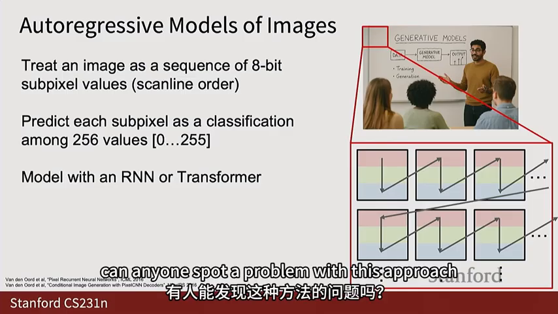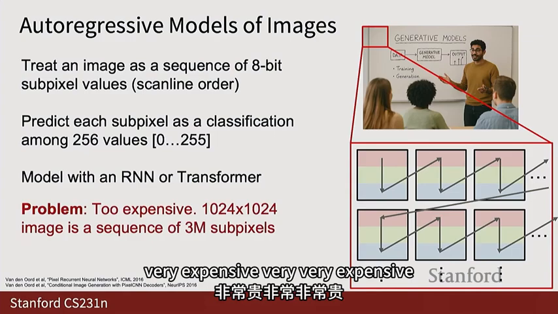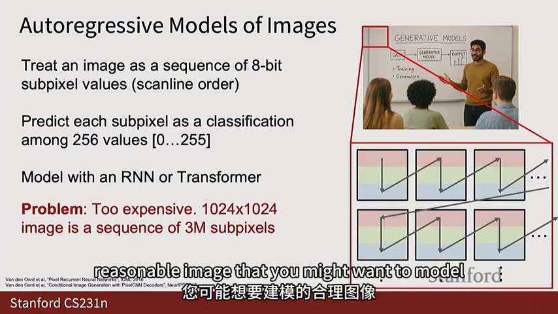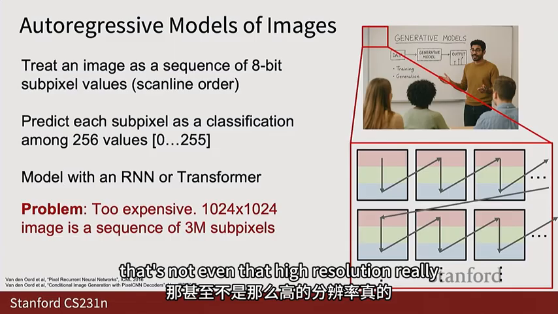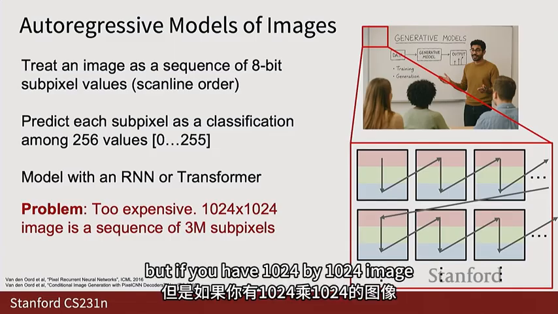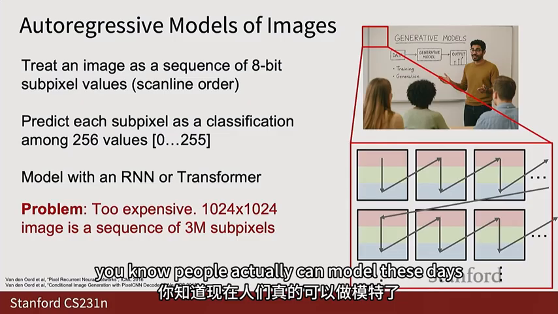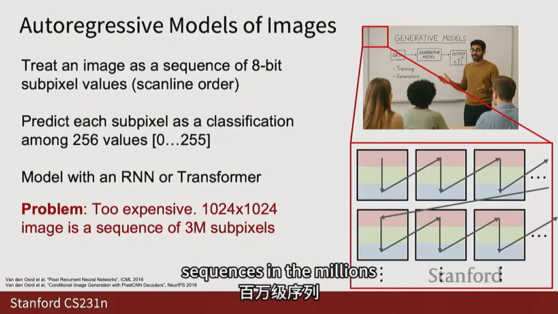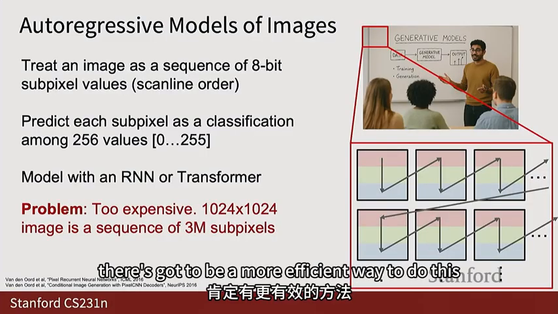Can anyone spot a problem with this approach? Too long, very, very expensive. A reasonable image that you might want to model is maybe 1024 by 1024. That's not even that high resolution, but it's a pretty good resolution. But a 1024 by 1024 image is going to be a sequence of 3 million subpixels. People can actually model sequences in the millions these days, but it gets very, very expensive. There's got to be a more efficient way to do this.